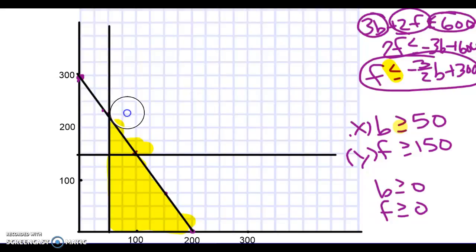Now we're going to shade the horizontal. The horizontal is greater than or equal to 150, so it's going to be just above the horizontal line. We're just going to be shading right here. So wherever it turned green is where our constraints are all going to meet. Now we're going to label those. Go ahead and label.